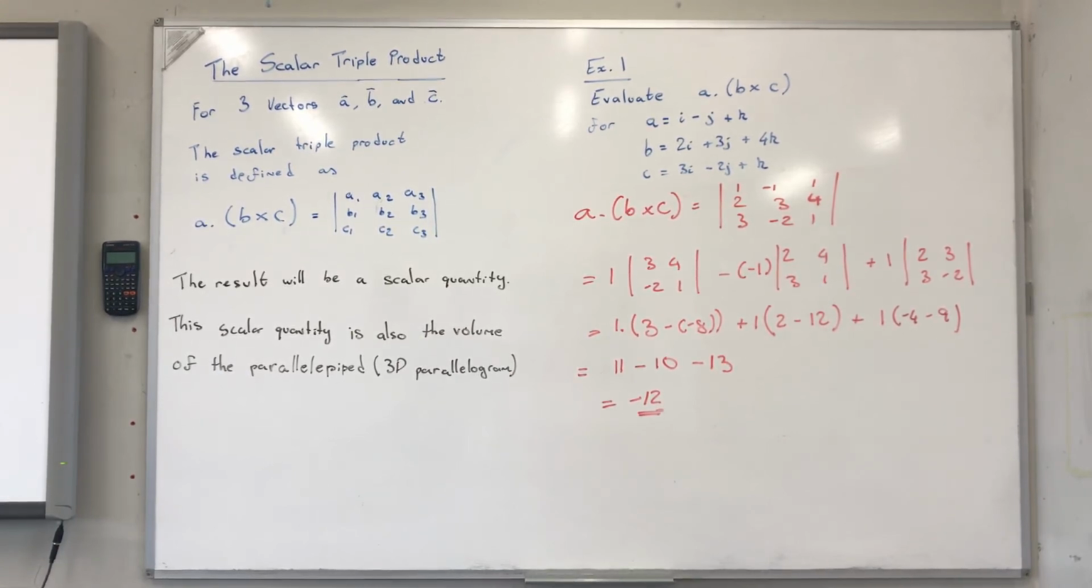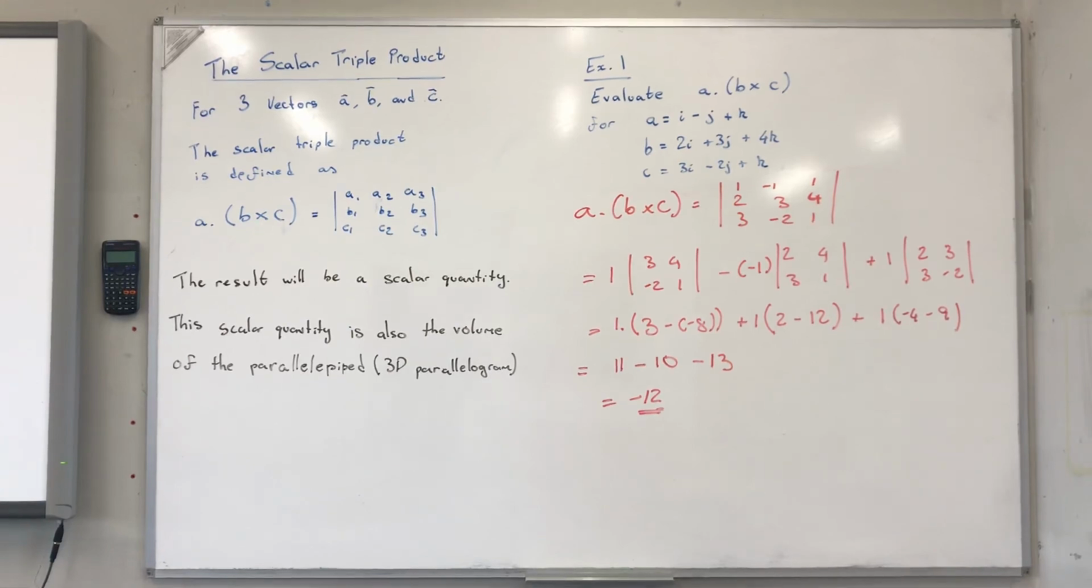So that is the scalar triple product of those three vectors, although if it was a question saying what is the volume of the parallelepiped, then it would just be 12 units cubed. In this case, I've not actually asked you to do that. So that is the scalar triple product.